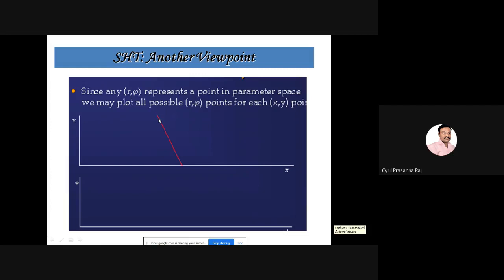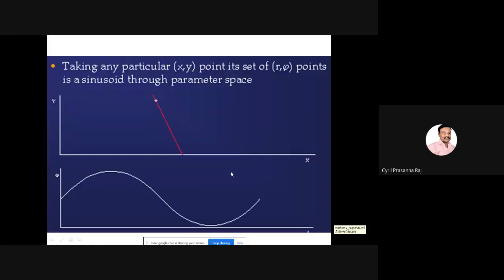So if you have a straight line in the xy space, each point on it corresponds to a sinusoid in the parameter space. Assume you take a point on the straight line. This point corresponds to a sinusoid in the parameter space. This is the concept of the Hough transform.